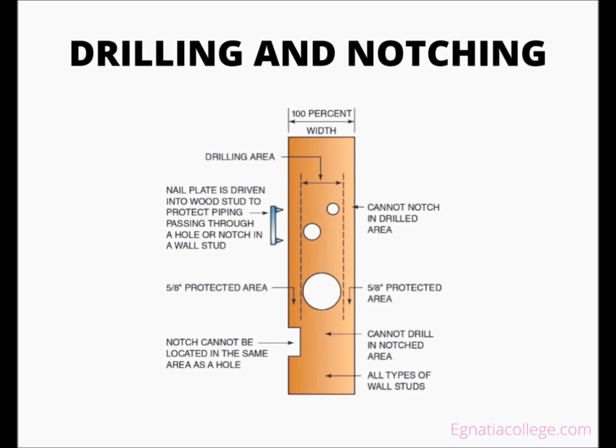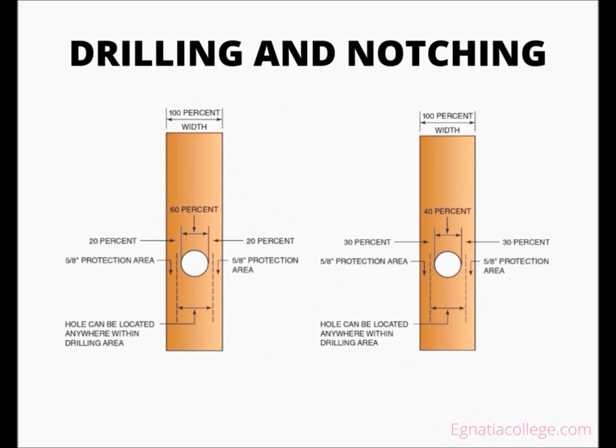The location of a drilled hole or notched area is regulated to protect the structural integrity of a wall stud. A notch and a hole cannot be located in the same area, and a hole cannot protrude into a 5/8 inch protected area on either edge of a wall stud. Some codes state that 40% of a load-bearing stud and 60% of a non-load-bearing stud can be drilled.